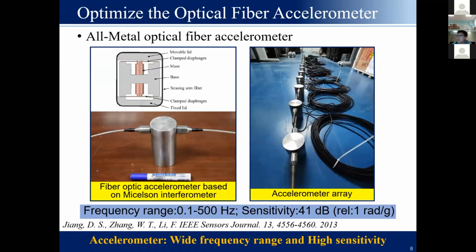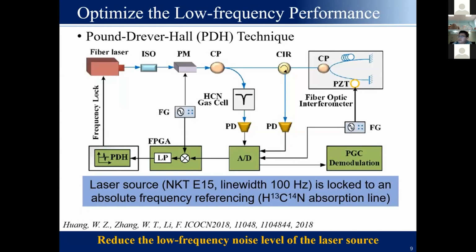At first, we designed fiber-optic seismometers based on a Michelson interferometer and a fiber-optic seismometer array, whose frequency range reached from below 1 Hz to 500 Hz. Sensitivity reached 41 dB. Secondly, the laser source is locked to an absolute frequency reference using the PDH technique to reduce the low frequency noise level of the laser source, which can optimize the low frequency performance of the system.